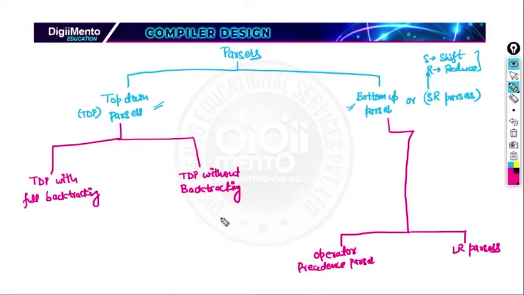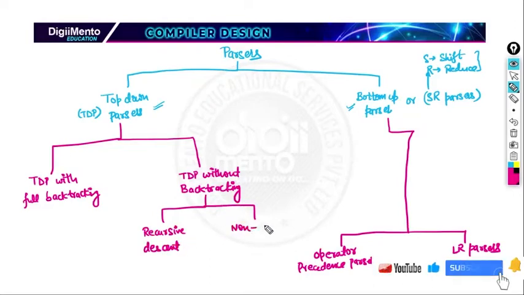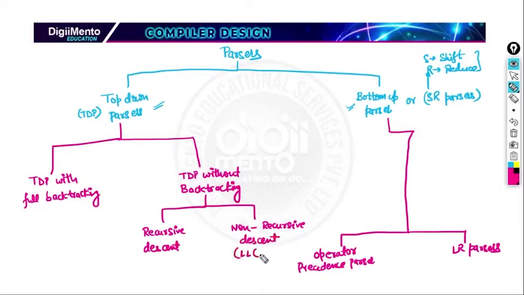Clear? Now in TDP without backtracking we have two types: one is recursive descent, and another one is non-recursive descent, which is also known as LL1. In top-down parser with full backtracking, we have only one, that is the brute force method.